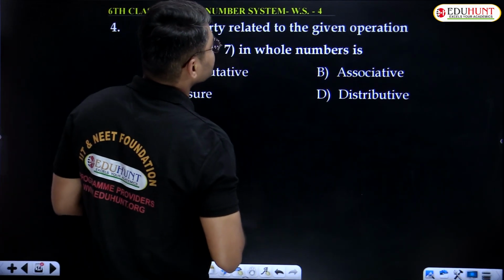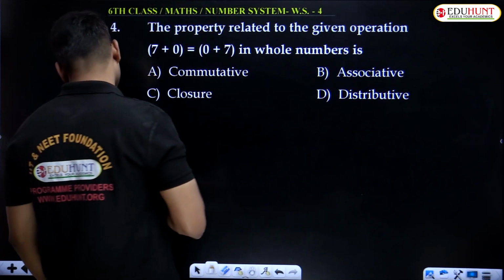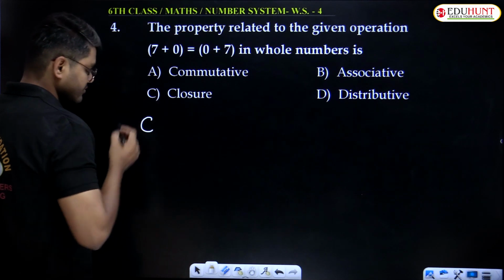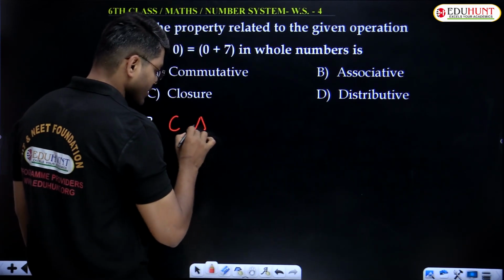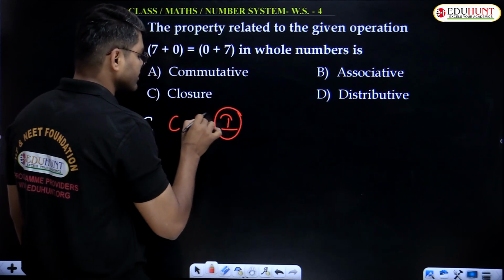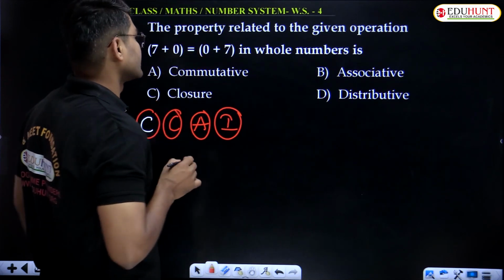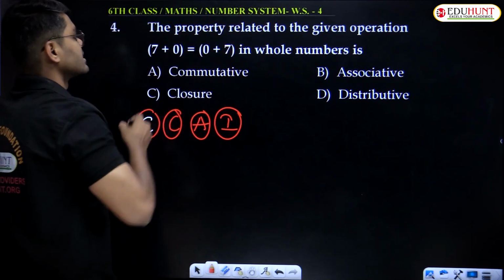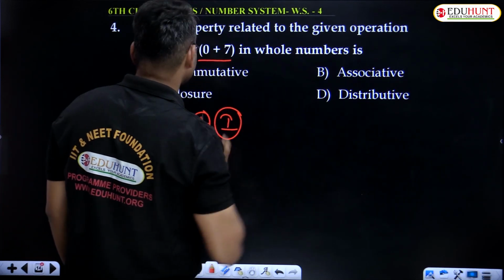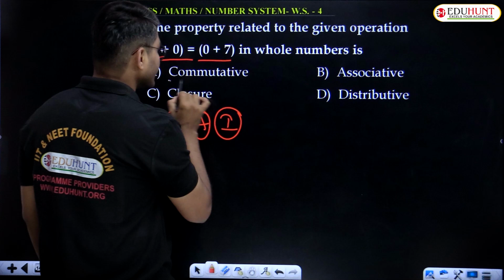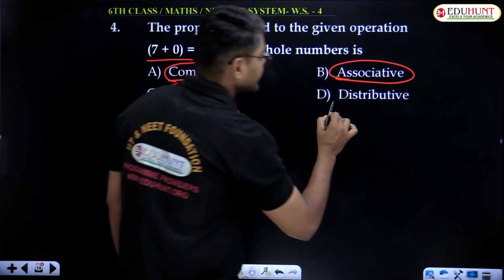The property related to the given operation, very important students. Already we have discussed the properties. What properties have we discussed? Closure property, commutative property, associative property and identity properties. So now the question is based on properties. The property related to the given operations. First, 7 plus 0 is equal to 0 plus 7 in whole numbers. First one, commutative property. Second one, associative property. Next, closure property and distributive property.